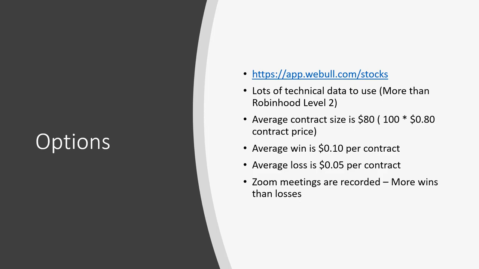Our average contract size is about $80 on SPY, and if we win, we're winning on average about $10 per contract. If we lose, we're getting out before we have too bad of losses, with some things that we have in place to limit our losses, so our losses are lower than our gains, which is always good. We always strive to have more wins than losses, and we do, and we can prove that in our Zoom meetings. We can back up what we're saying with our recordings. You want to check those out and see that we are winning and making money.